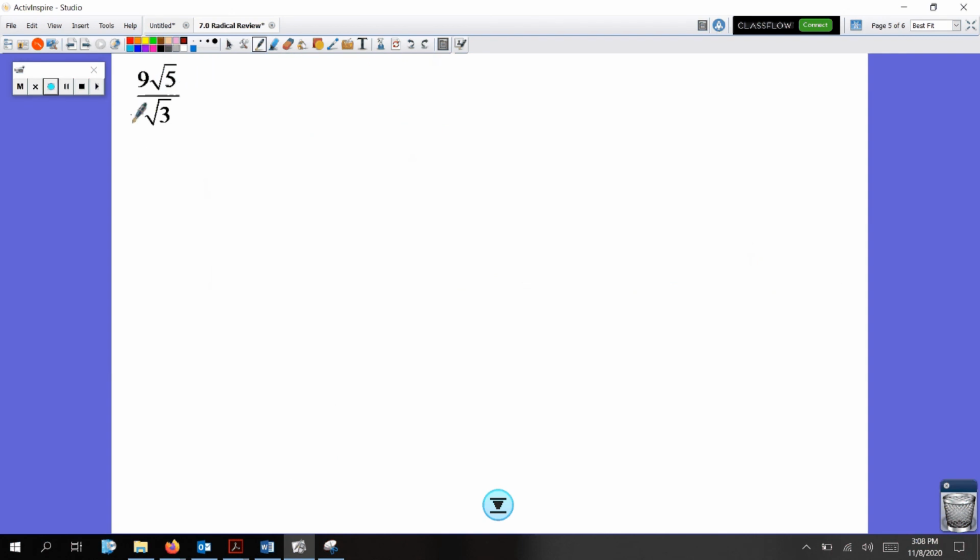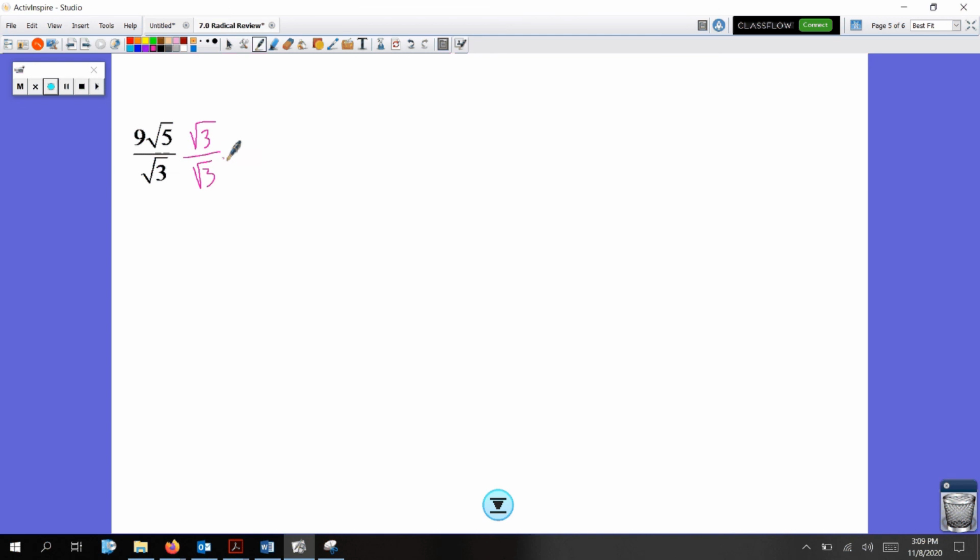All right, here we go. Now I have 9 root 5 over root 3. Well, what am I going to do? I'm going to rationalize the denominator. How am I going to do that? I'm going to multiply by 1 in a funky way. It's going to look like this, right? Root 3 over root 3.